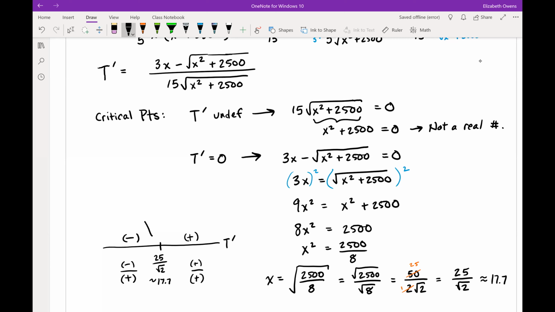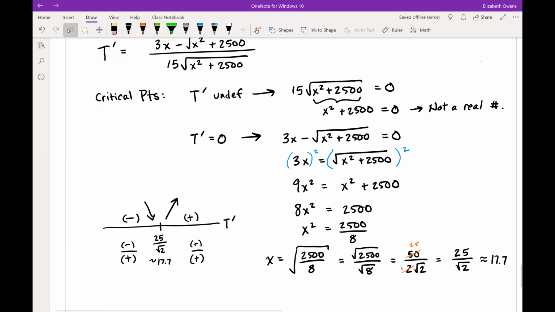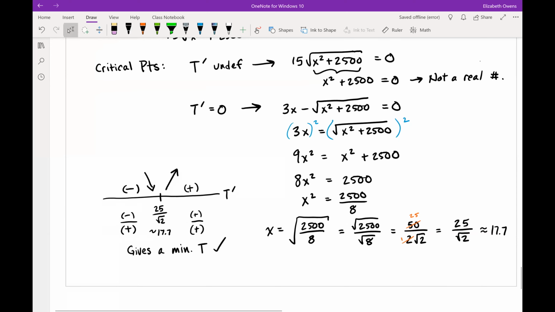So we have a function that is decreasing and then increasing. And so this is actually a minimum, which is what we wanted. We wanted to minimize the time it takes for the lifeguard to get to this person. Gives a minimum total time, check, good. Okay, so we have a minimum total time there.